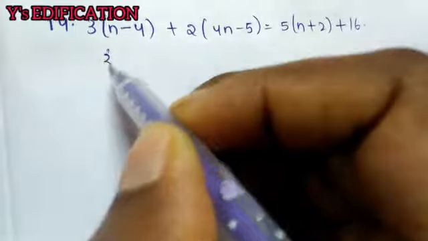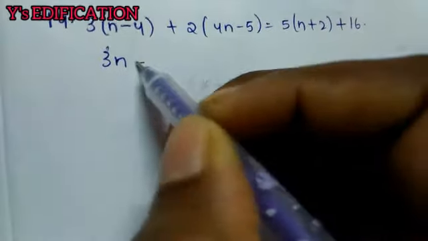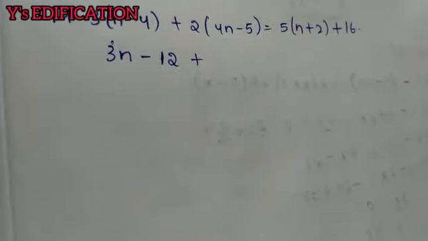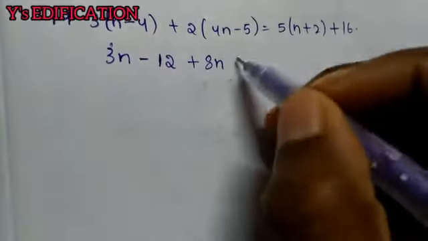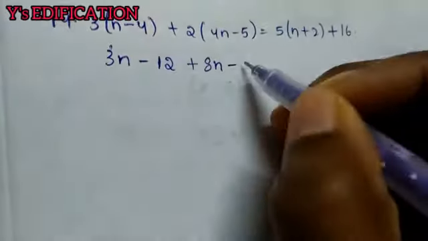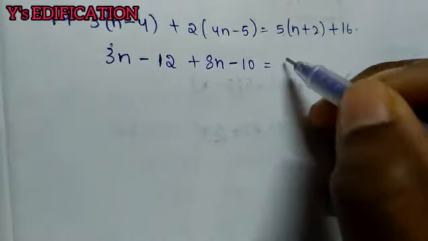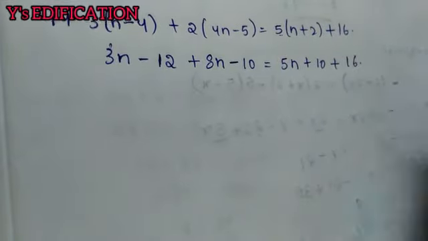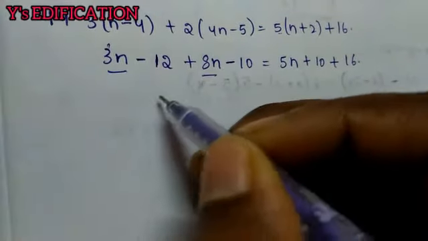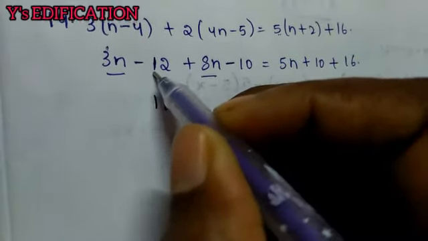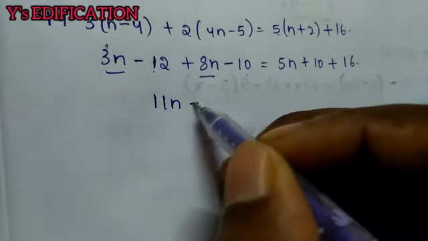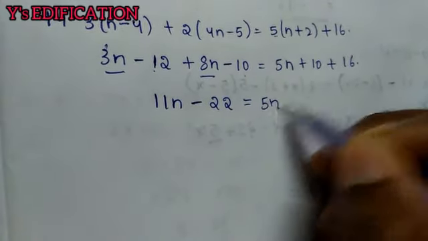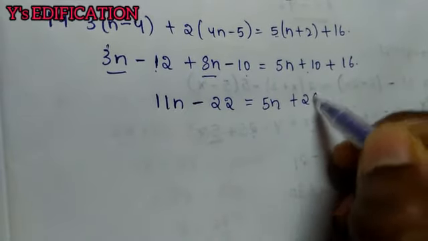3 into n is 3n. You also try with me. Minus 3 into 4 is 12. Plus 2 into 4n is 8n. Minus 2 into 5 is 10, is equal to 5 into n, 5n, plus 5 into 2, 10, plus 16. Okay, now 3n plus 8n is 11n. Minus 12 minus 10 is minus 22 is equal to 5n. 10 plus 16 is 26.